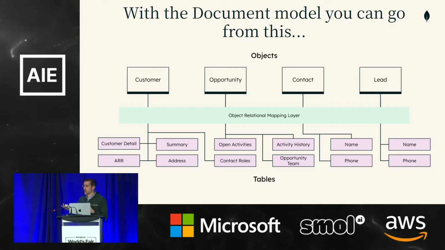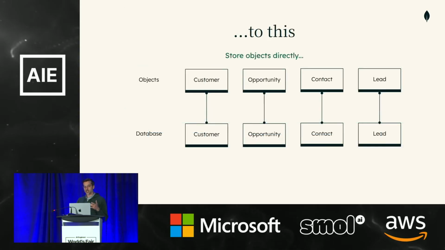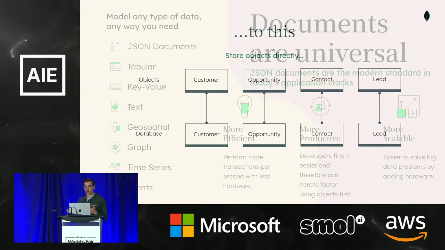With the document model, if you're comparing it to a relational system where you have objects that your applications are interfacing with, like a customer object or a contact object, and you're stitching together different tables inside of a relational database, instead of going through all of this pain and hassle, you get to go to something like this, where you just store the objects that your application is using directly inside of the database, and there's not all of this reconfiguring and reconnoitering.